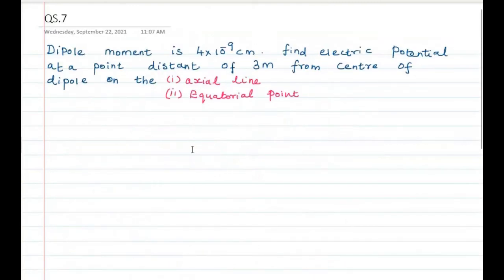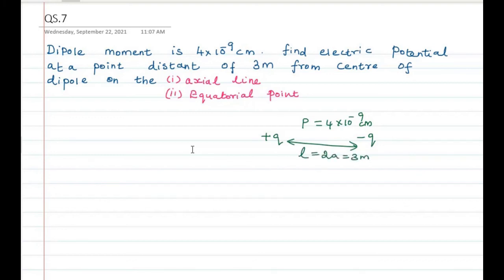Next, a dipole is there, with plus Q and minus Q. The dipole moment is given by P equal to 4 into 10 to the power of minus 9 centimeter, and it is separated by a distance of 3 meter. So L, the small distance, is equal to 3 meter.